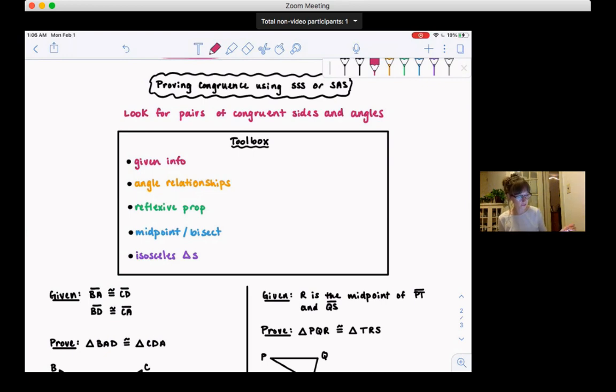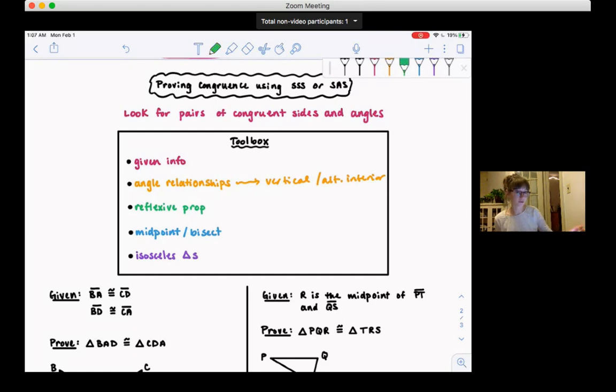Okay, so in our toolbox, we have any given information. So sometimes we're just given matches or pairs of congruent sides and angles. We're just told these are congruent. So if that's the case, we can put that in our proof. Another tool we have is angle relationships, and the 2 relationships that we'll use most frequently in our proof are vertical angles and alternate interior. Both of those angle types are congruent. So if we see vertical angles, we can get a match. If we see alternate interior angles, we can get a match.